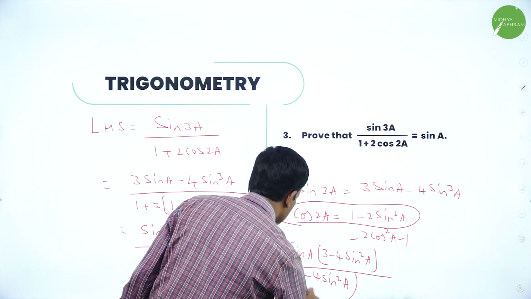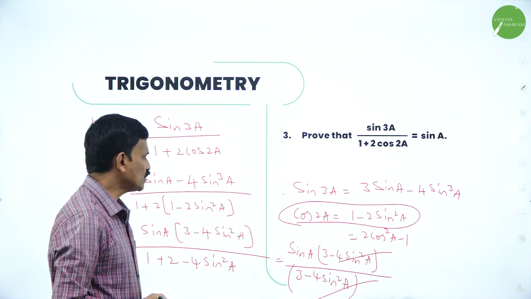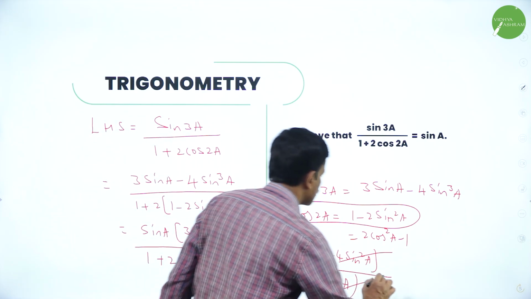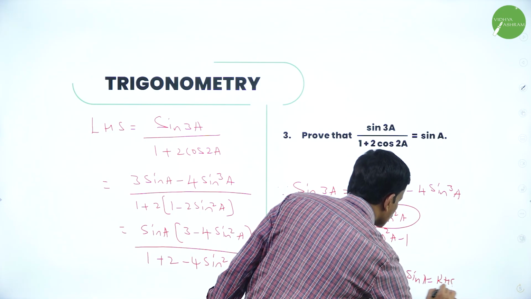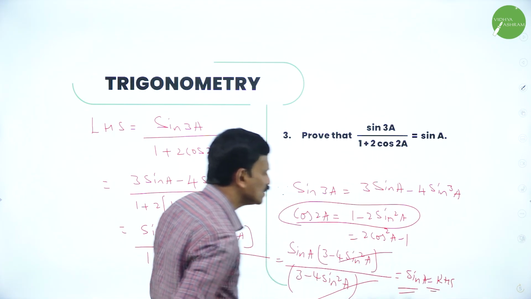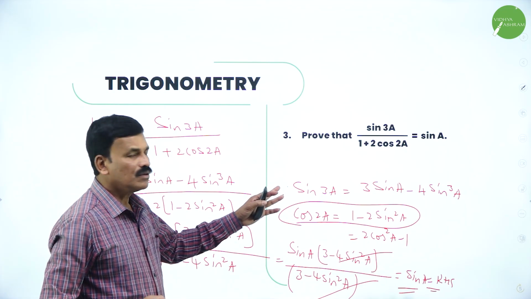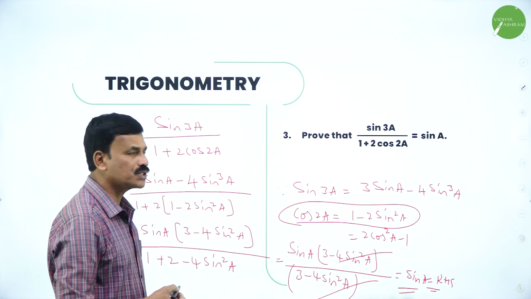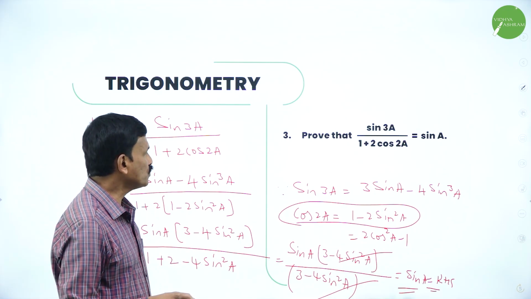Now, cancel those terms. 3 minus 4 sin square A divided by 3 minus 4 sin square A gets cancelled. What is left over? That is equal to sin A, which is the required RHS. That's it. Sin A is the answer. Hope you followed. Just substitute the formula for sin 3A and cos 2A in terms of sin. Take the common factor, you will get the answer. Now, move on to the next problem.